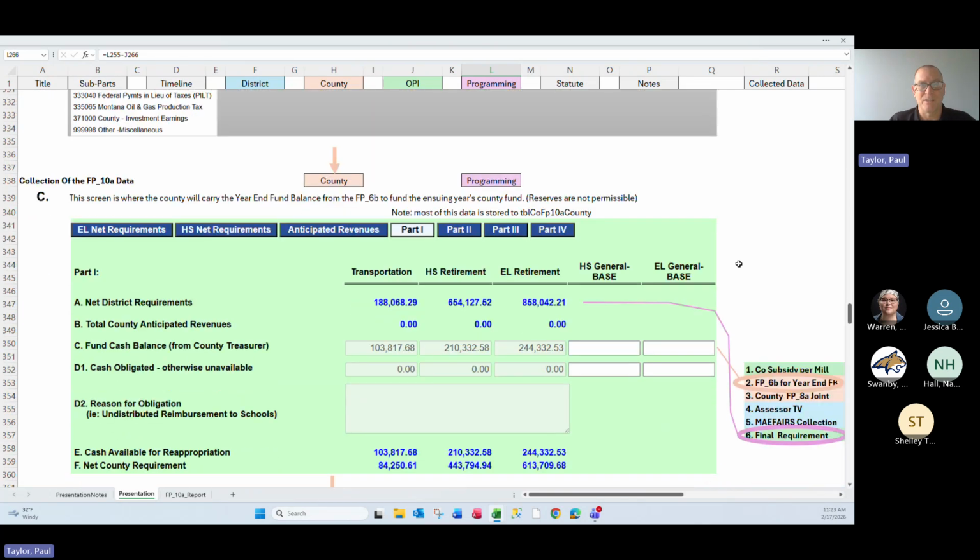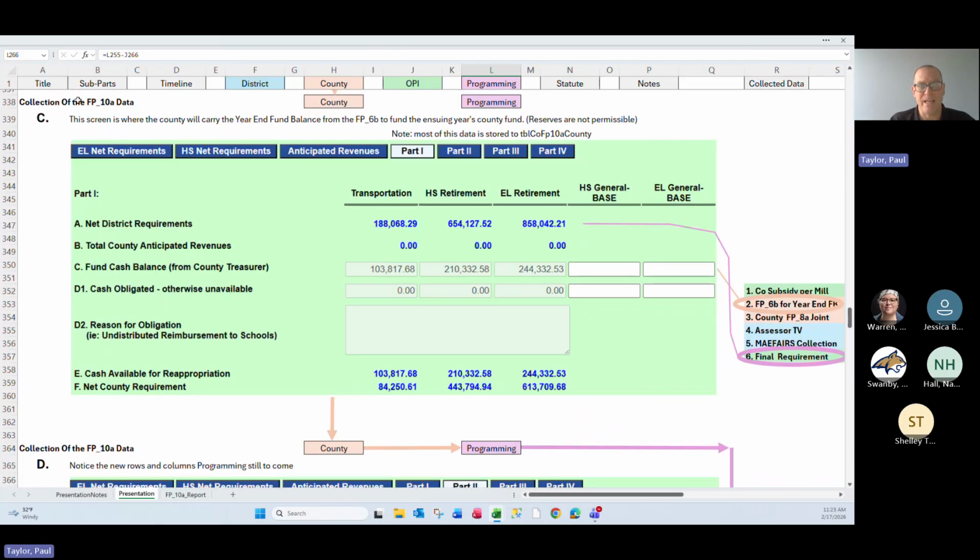Let's go down to C. Counties, you're on the hook again. Here's the next screen. In this screen, this is where the county is going to carry the year-end fund balance from the FP6B, which we talked about an hour or more ago, into the ensuing year's county fund. Remember, reserves are not permitted in a county budget. And so this is a note for our programmer where we generally store this, but here's what I'm pointing out. Here's those net district requirements. This is a sum up of each district in the county, and they will be printed here and here.